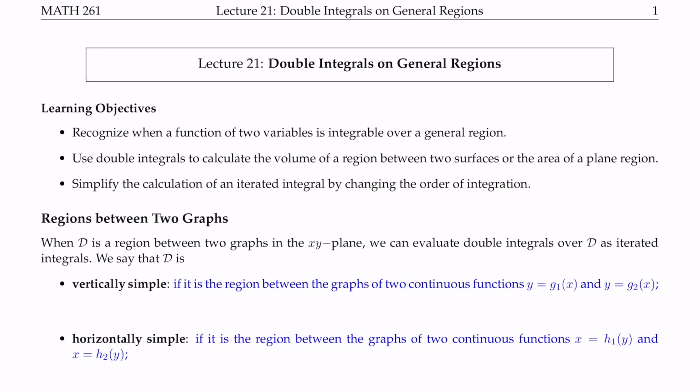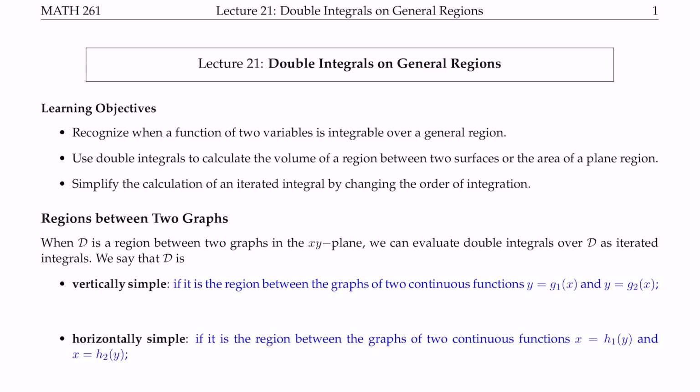Hello everyone, this is lecture 21, double integrals on general regions. Evaluating double integrals over a rectangular region is a useful place to begin our study of multiple integrals. Problems of practical interest, however, usually involve non-rectangular regions of integration. So the goal of this lecture is to extend the methods presented in the last lecture so that they apply to more general regions of integration.